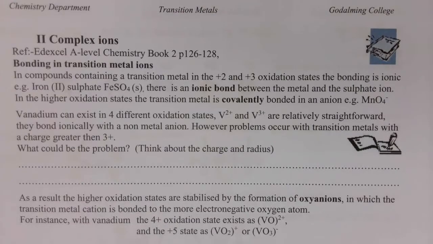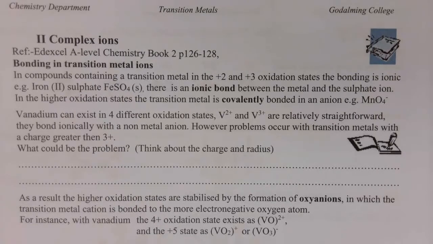So the next thing we need to know about transition metals is that they can form these complex ions. If we think about a compound containing a transition metal like iron(II) sulfate, there is an ionic bond between the metal and the sulfate ion. However, when we get to higher oxidation states, the transition metal is covalently bonded within an anion, for example MnO4-. And these oxyanions are very important.